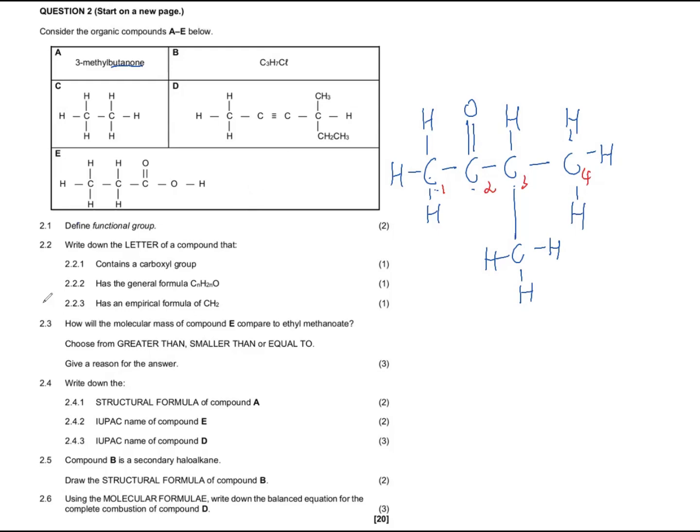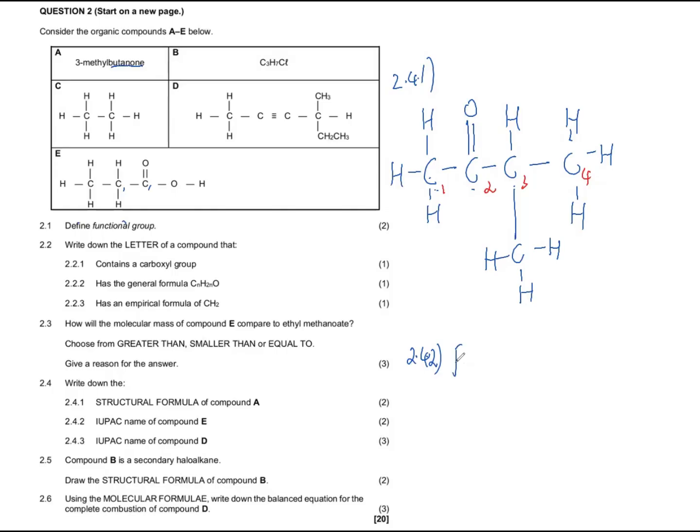Then we have 2.4.2. So this was 2.4.1. 2.4.2 asks for the IUPAC name of compound E. That's easy. It's a carboxylic acid. So 1, 2, 3. It has to be what?